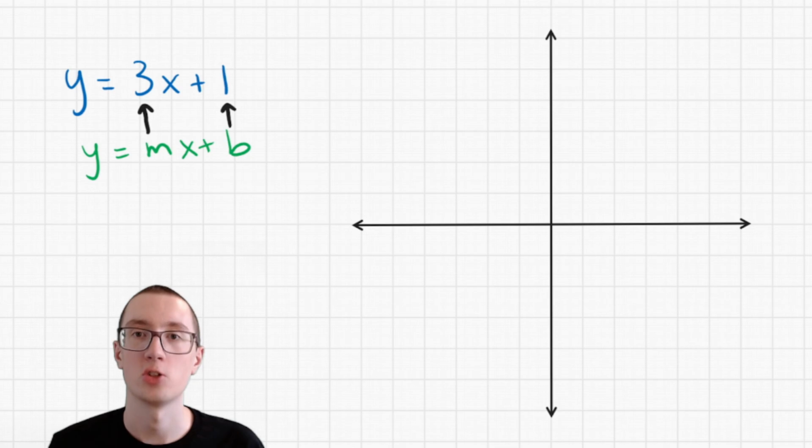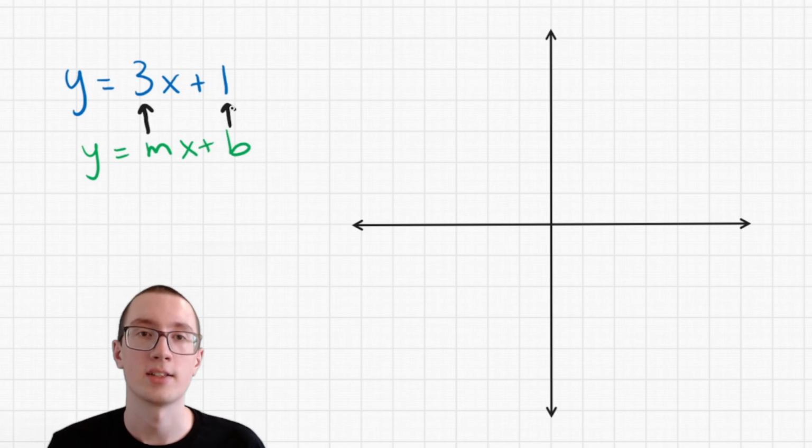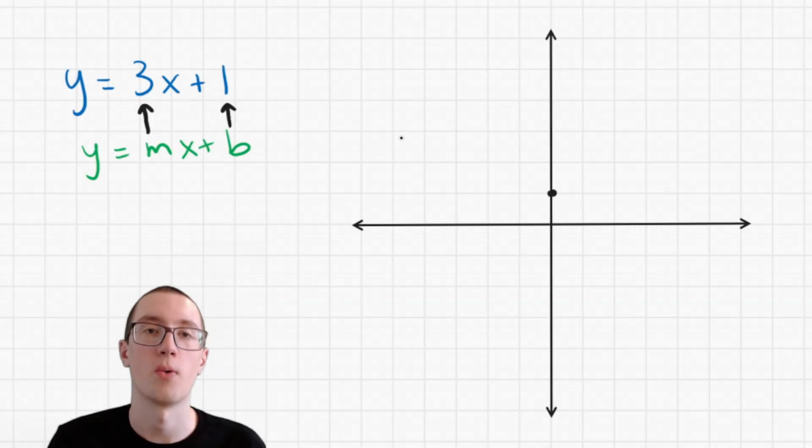Well, y-intercept is just where it crosses the y-axis. Remember, the y-axis is this big vertical line here on our graph. The x-axis would be this horizontal line. So it needs to cross the y-axis at 1. So we're going to start here at 0 and go up 1. So right here is where it crosses the y-axis.